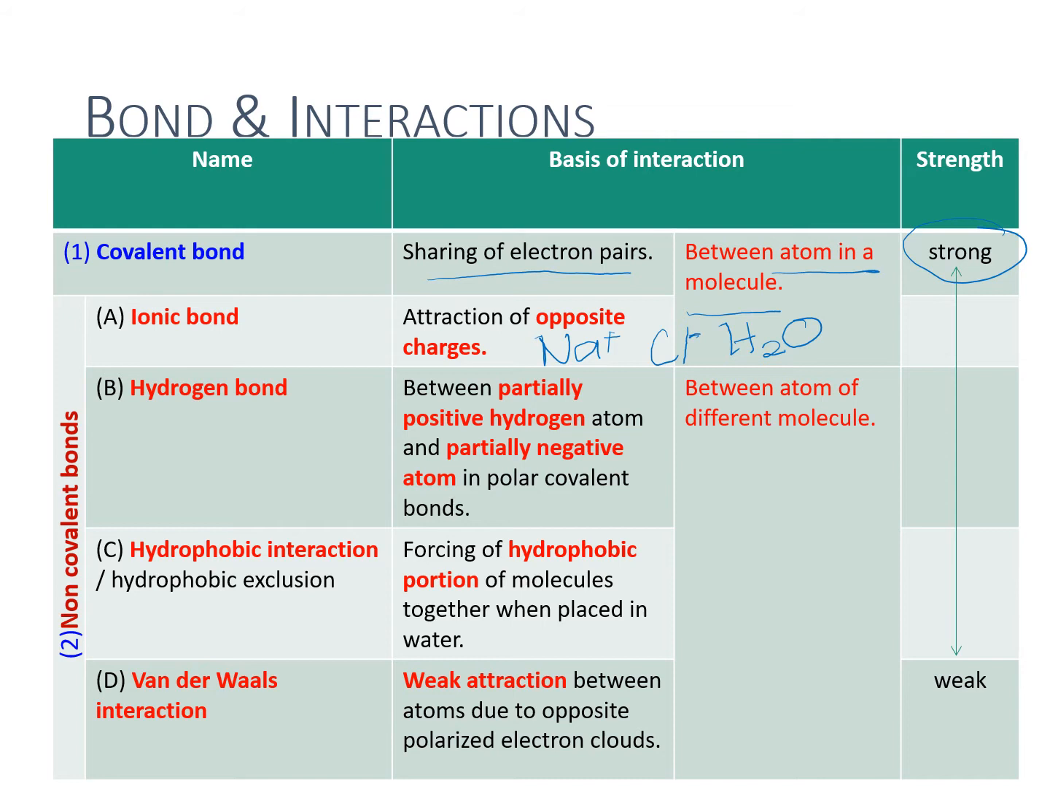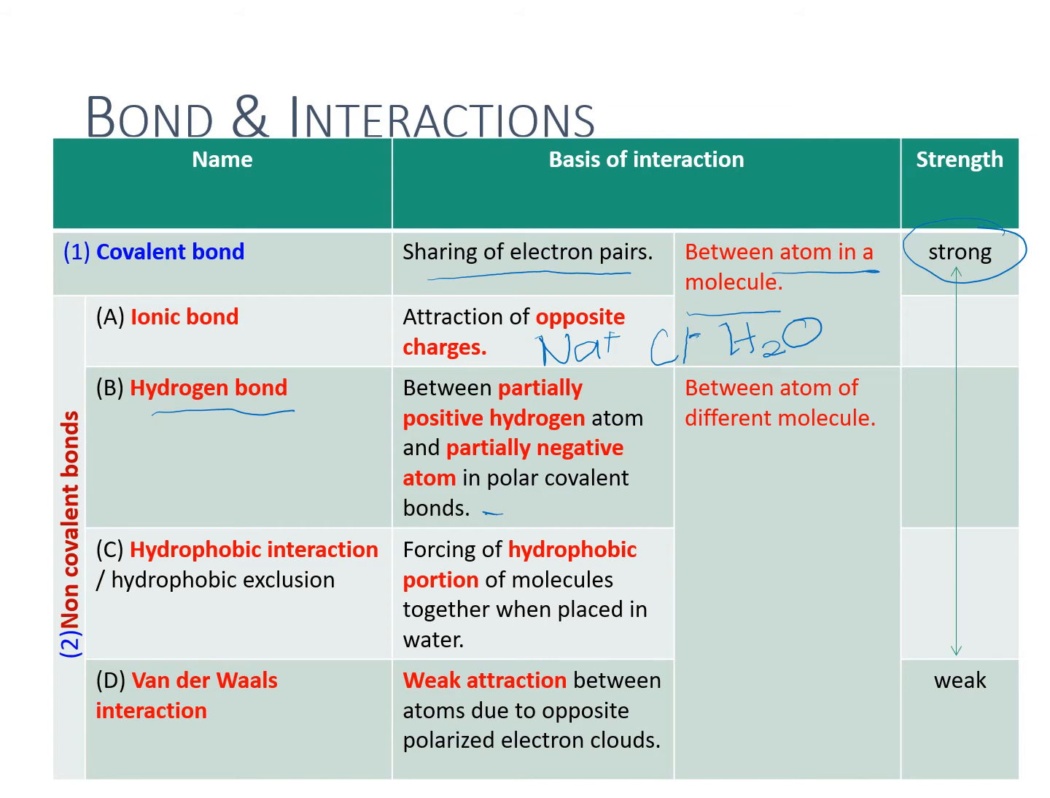Okay, and then the next bond is the hydrogen bond. It says here, a hydrogen bond is formed between a partially positive hydrogen atom of a molecule and a partially negative atom of another molecule in a polar covalent bond. So the formation of hydrogen bonds is actually between atoms of different molecules. Later we will see how hydrogen bonds are formed between two different water molecules, for example.